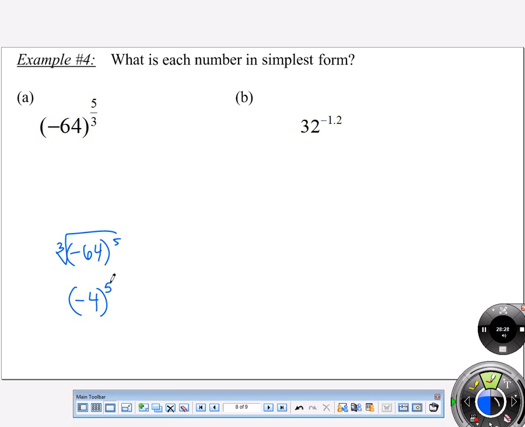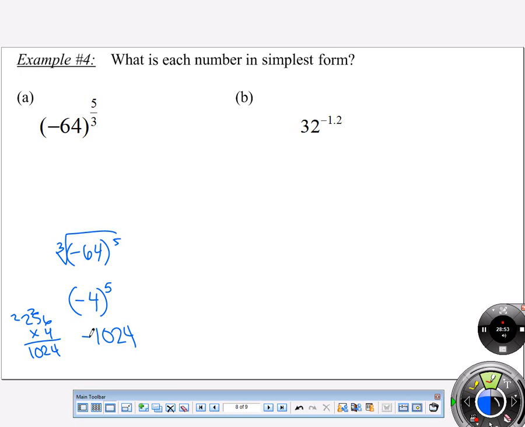Okay? So I don't know what that will be. Let's see. 256 times 4. Somebody with a calculator can verify for me. Negative 1,024. Okay, thank you, Gideon.